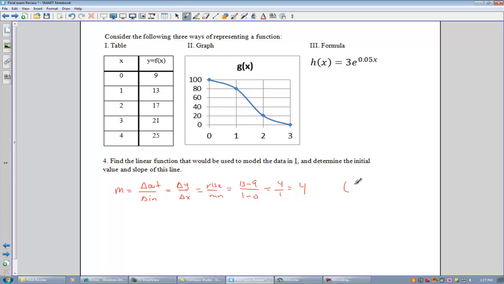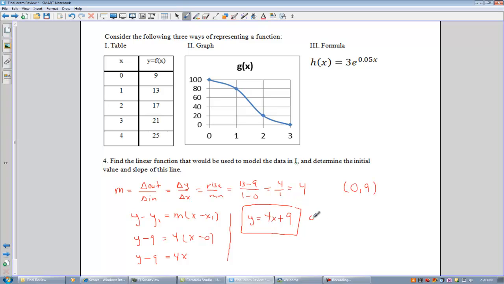I can take any point. I'm going to take the point (0, 9), because it's probably the easiest to work with. And then I put it into slope point form: y minus y1 equals m times x minus x1. All right, so this is my slope point form, and I simply plug in. So y minus 9, the y value is 9, is equal to 4 times x minus 0. And so I get y minus 9 equals 4x. And I move over the 9 by adding to both sides. So y is equal to 4x plus 9. So there's the linear function.